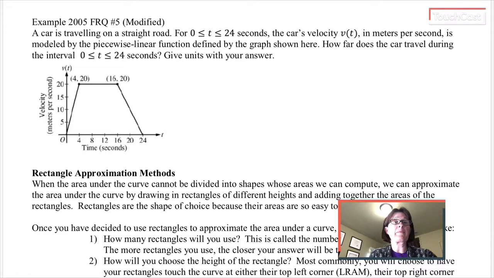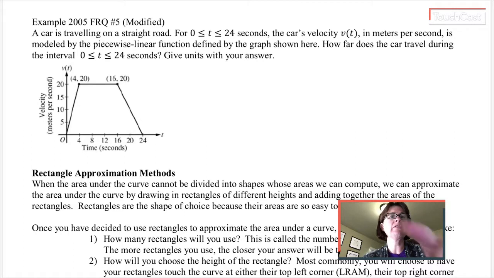Here's a third example where I'm going to be able to find the distance traveled by finding the area under the velocity curve. So I have a car traveling on a straight road. I have a piecewise linear function that gives me the velocity. And I want to know how far does the car travel between time 0 and time 24.